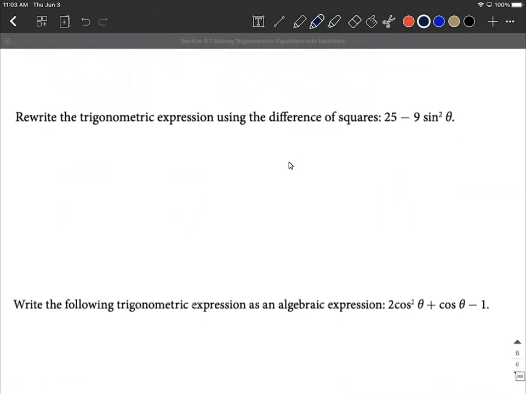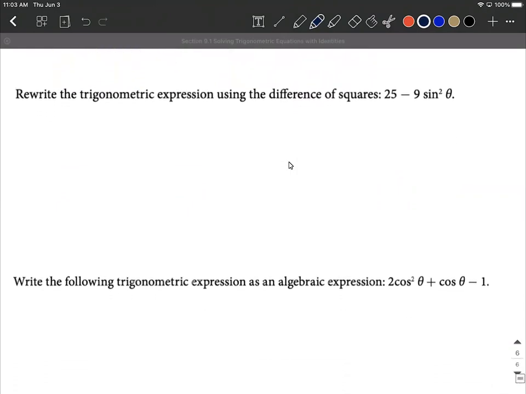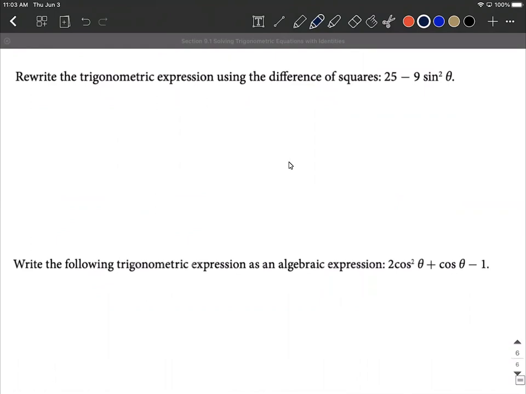All right, on this next one, we have 25 minus 9 sine squared of theta. So very, very similar here. Two terms separated by a subtraction. This is a difference. 25 is a perfect square, 9 is a perfect square, 3 times 3, and sine squared is a perfect square, sine times sine.